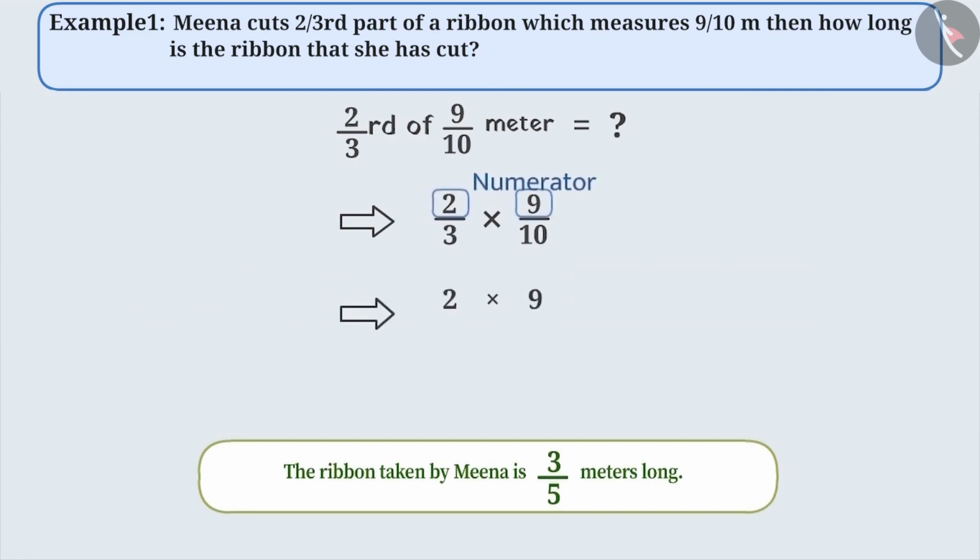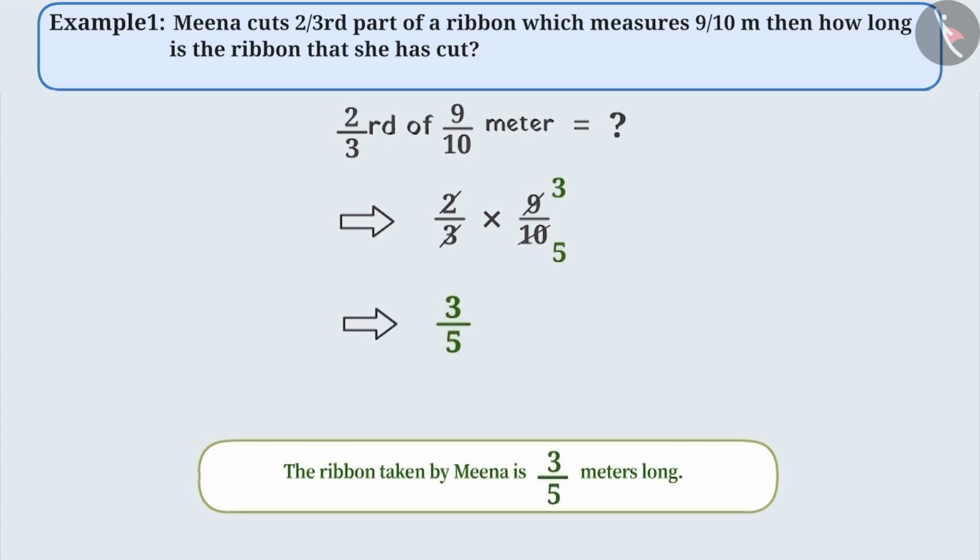Here, we can multiply the numerators and denominators separately. But if we look carefully, 9 can be divided by 3. Similarly, 10 can be divided by 2. By dividing in this way, we will get the length of the ribbon as 3/5 of a meter.